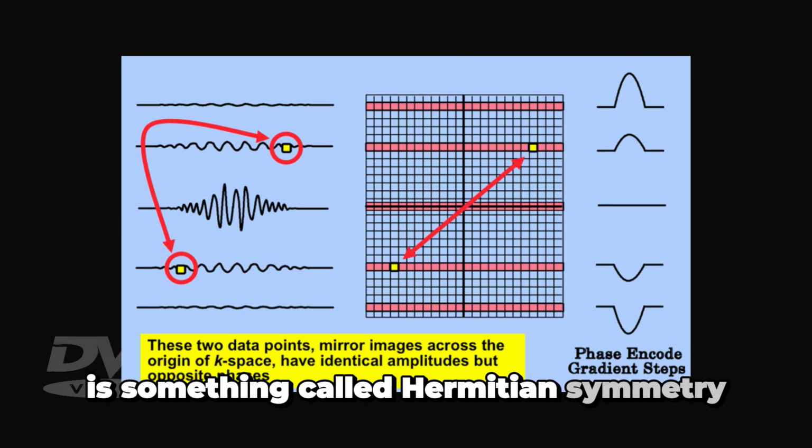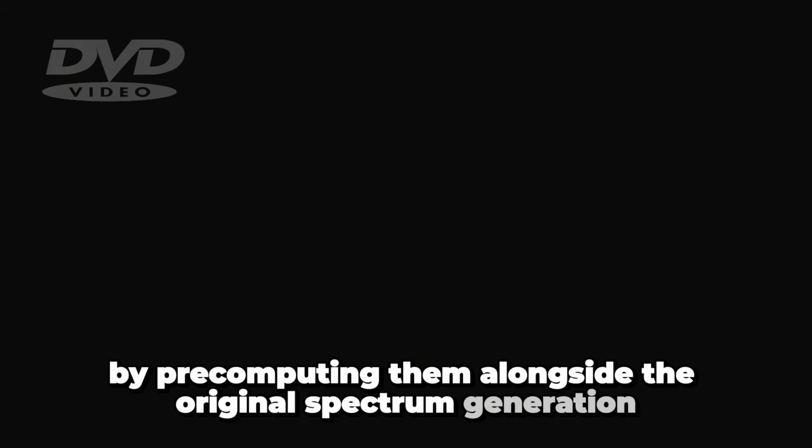Something pretty neat that I discovered while doing research is something called Hermitian symmetry. For our IFFT to output real numbers, which we need since we are working with physical heights, every frequency in our spectrum requires the same frequency at the mirrored position with its imaginary component flipped. We can make the process of getting these mirrors quick and easy by pre-computing them alongside the original spectrum generation.